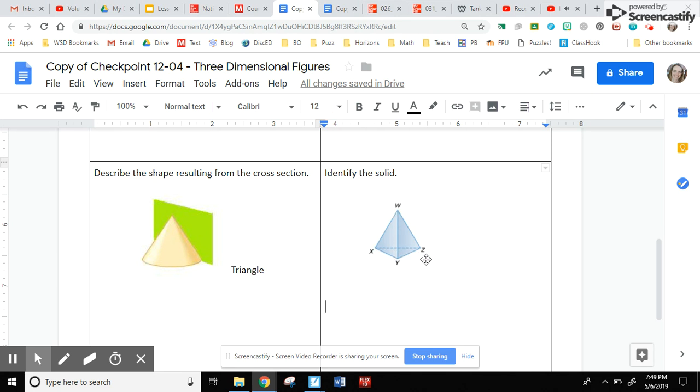Next one. Here we have a shape. It just says identify the solid. So you can pause, look at your notes, look in the textbook, and try and figure out what this solid is before we move on.